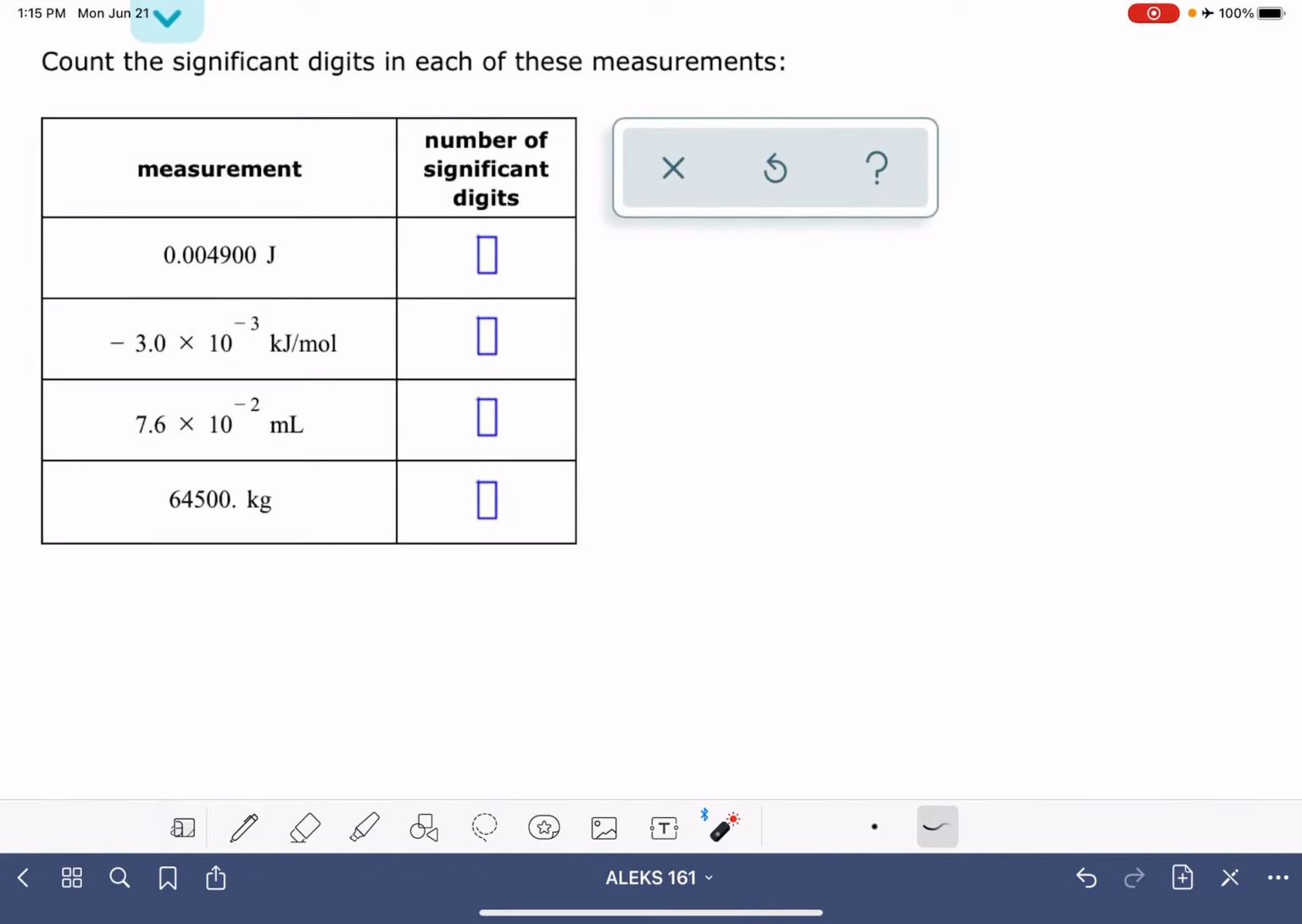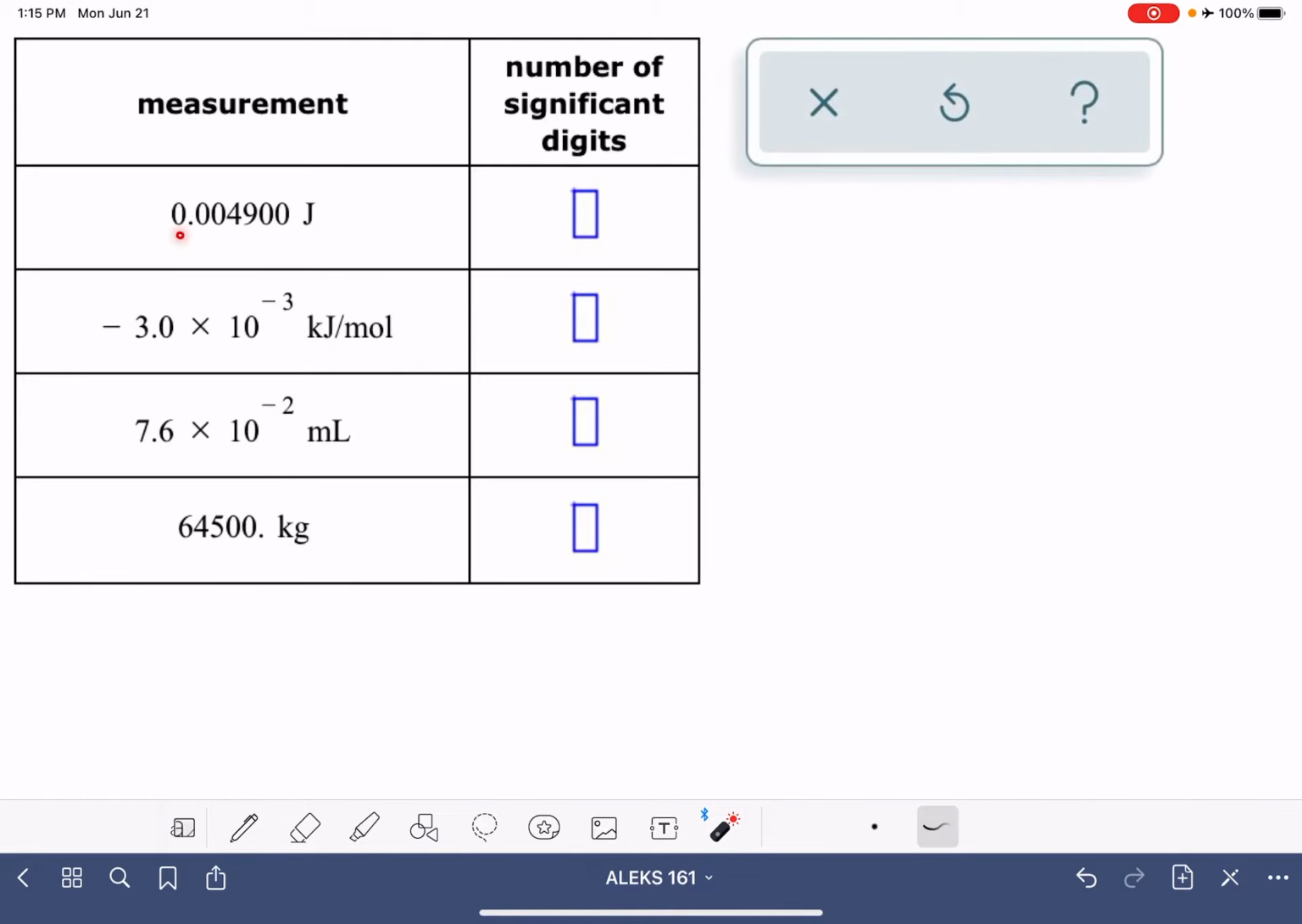When we're counting the significant digits in a measurement, what we want to do is read the numbers from left to right, like that. And as we move from left to right, we want to identify the first number that's not a zero. So again, as we're reading from left to right, the first number that we come to that's not a zero, that number, in this case the 4, which I've underlined, is a significant digit, and every single number after it is also a significant digit. So this particular number has 4 significant digits.